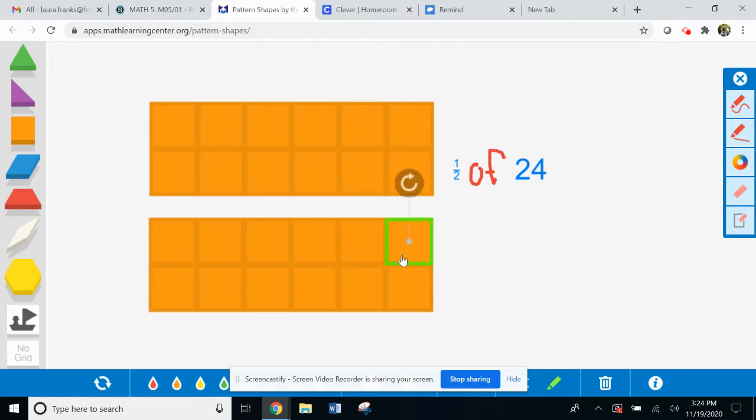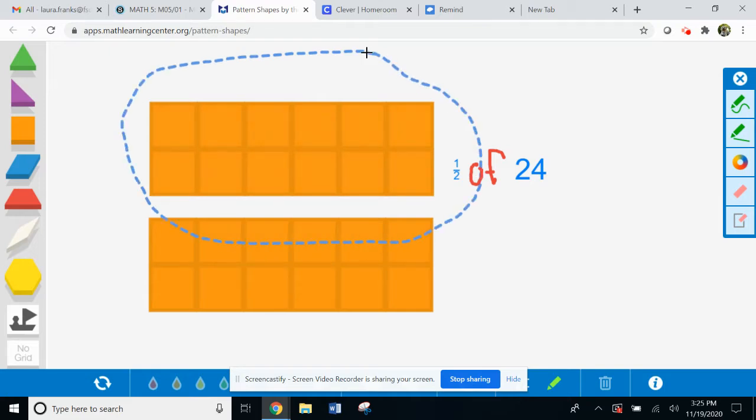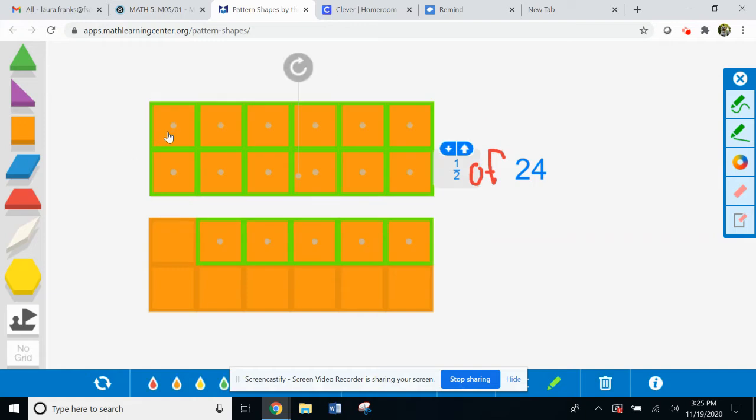So if I were to have 2 equal groups, my numerator is going to tell me how many in each group I'm looking at. This tells me 1. So 1 out of 2 pieces would be what I'm looking at. So 1 part of the 2 parts that we've divided the 24 into would be 12, because 2 by 6 is 12. So 1/2 of 24 is 12.